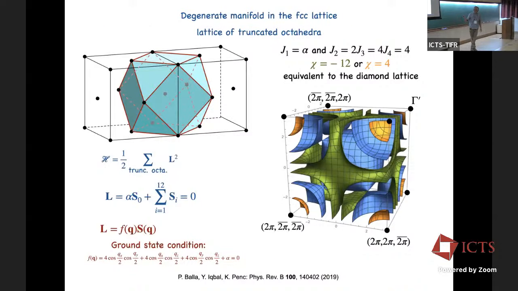These surfaces can also be written as a sum of full squares over some linear combination of spins. In this case, we have a parameter alpha. Alpha multiplies the S0 sitting in the center of this truncated cube. If we do the Fourier transform of this, we play the same game. The ground state condition becomes this equation here. And if we plot it for different values of alpha, we get these different surfaces.